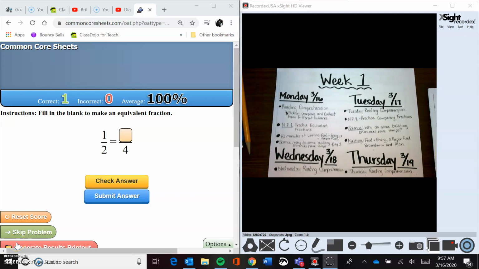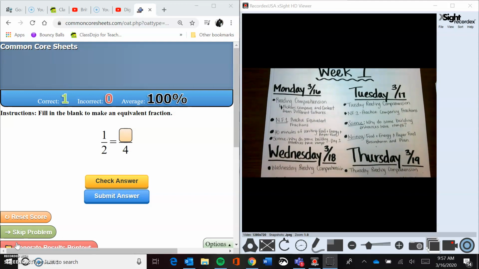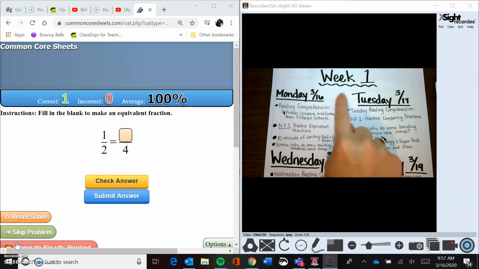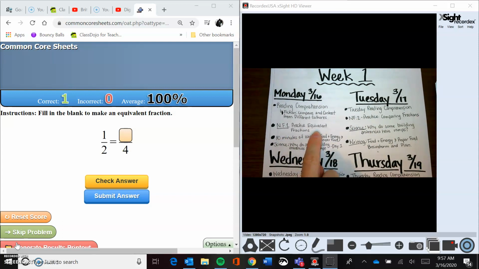Alright guys, so we're back. Just finished the reading activity for day 1. It's March 16th for week 1. So now what we're going to look at is the math as well. We're going to practice equivalent fractions. This is review. We worked on this for a few weeks. So once we do a couple practice ones together, maybe it should jog your memory.